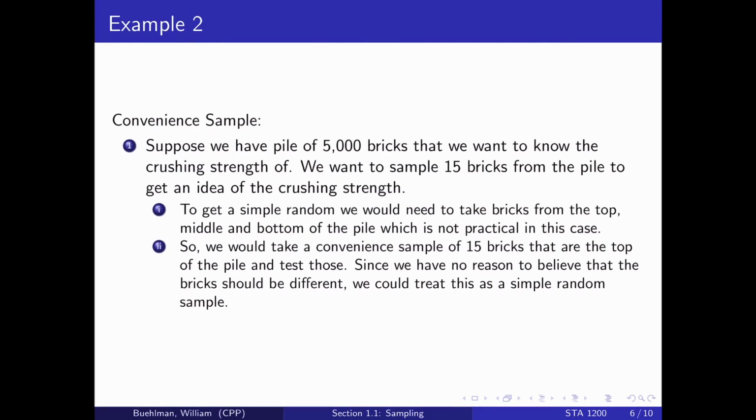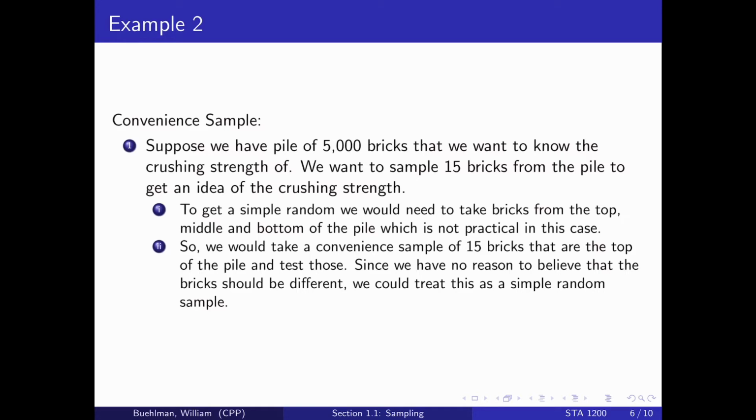Next, we have a convenience sample. So suppose we have 5,000 bricks that we want to know the crushing strength of. We want to sample 15 bricks from the pile to get an idea of the crush strength. Well, if we were to take a simple random sample of these bricks, we would need a few from the top, a few from the middle, and a few from the bottom. Well, how do we get the bricks from the middle and the bottom of the pile? That's not really practical or even doable.